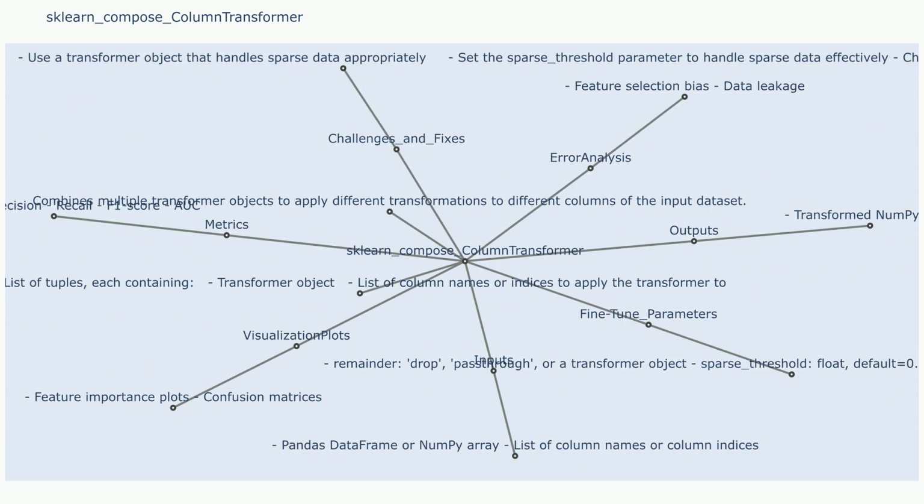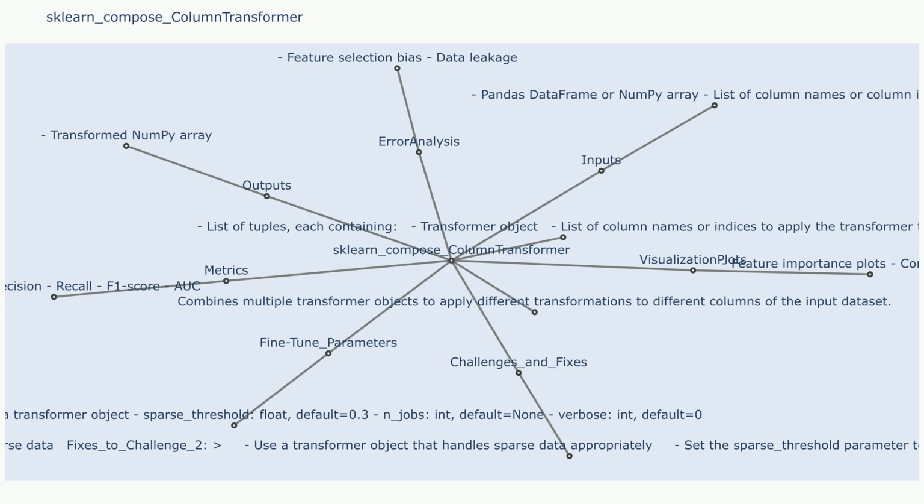Remainder argument: adjust remainder to control how columns not included in transformers are handled. Uncertainty methods: not directly applicable to column transformer itself. Uncertainty methods are usually associated with models, not pre-processing steps.